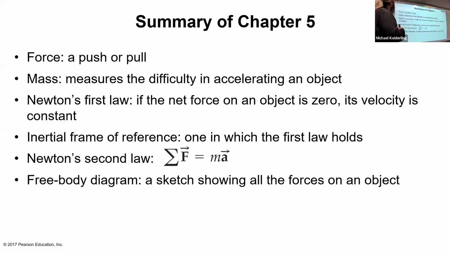So a force is a push or a pull. Mass is a measurement of the difficulty in accelerating an object. Newton's first law is if the net force on an object is 0, its velocity is constant. An inertial frame of reference is one in which the first law holds. Newton's second law is that the sum of all the forces on an object equal its mass times its acceleration. A free body diagram is a sketch showing all the forces on an object, just putting them around a single point, so it's easier to work out the details.